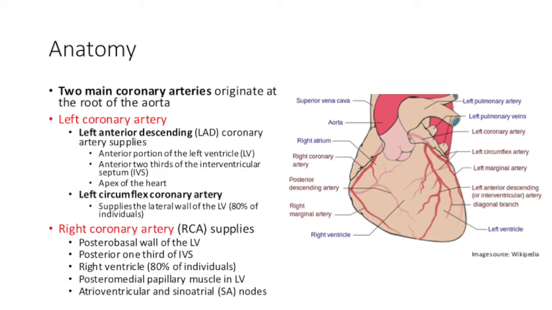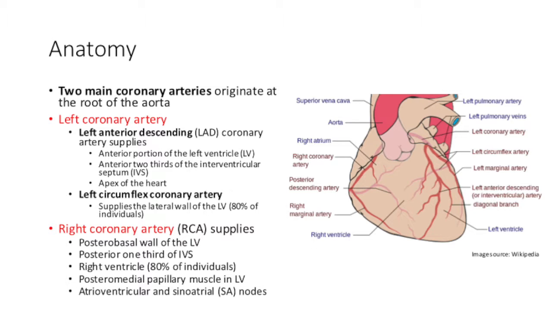So there are two main coronary arteries that originate at the root of the aorta. These are the left coronary artery and the right coronary artery, and they can be subdivided into smaller arteries. So looking at the left coronary artery, we have the left anterior descending coronary artery, which supplies the anterior portion of the left ventricle, the anterior 2/3 of the intraventricular septum, and the apex of the heart.